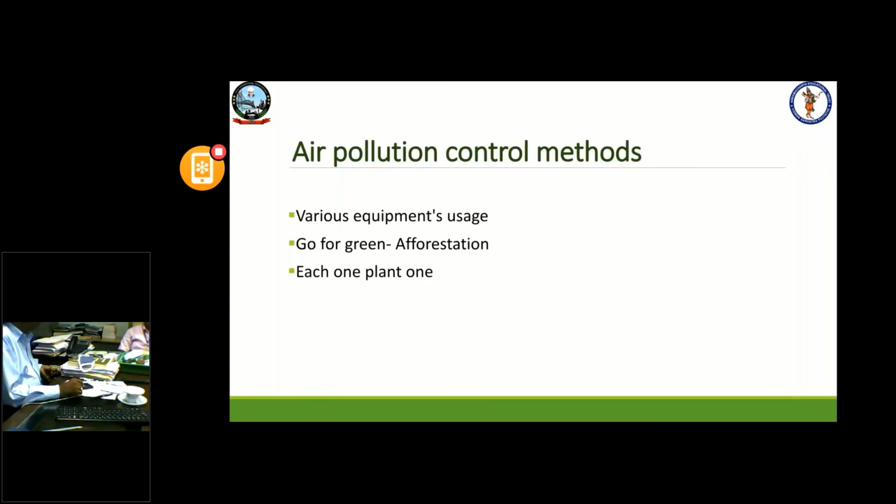So for controlling air pollution, equipment is used in industries. In older times, you used gravitational settling chambers. Right now, you are using electrostatic precipitators, fabric filters, gaseous filters, beds, etc. The best method for air pollution control is to go green, that is afforestation, plantation technology, which is a scientific technology that can be used.